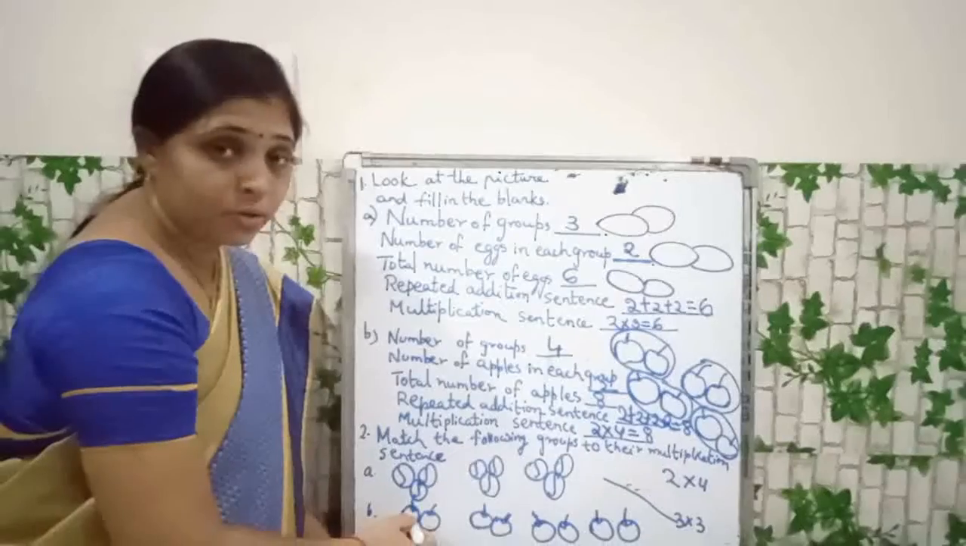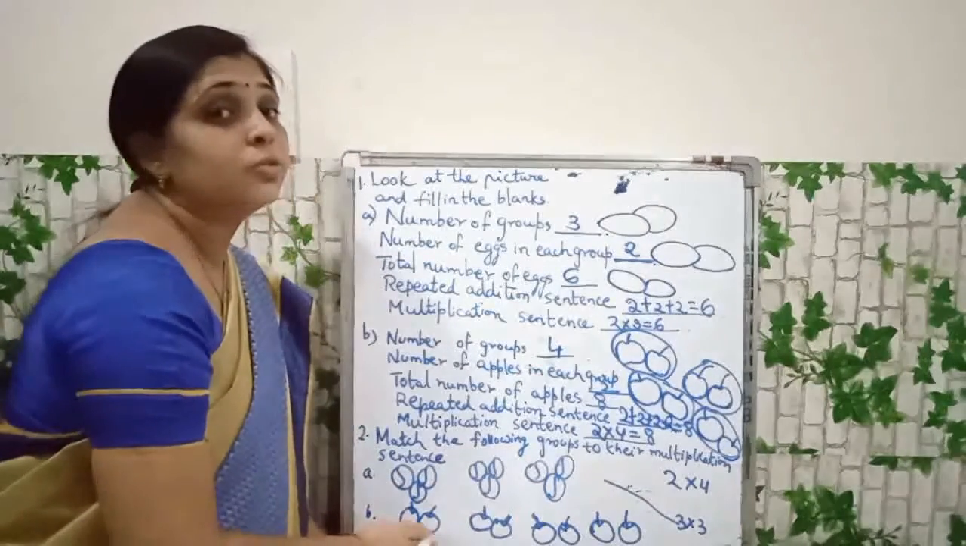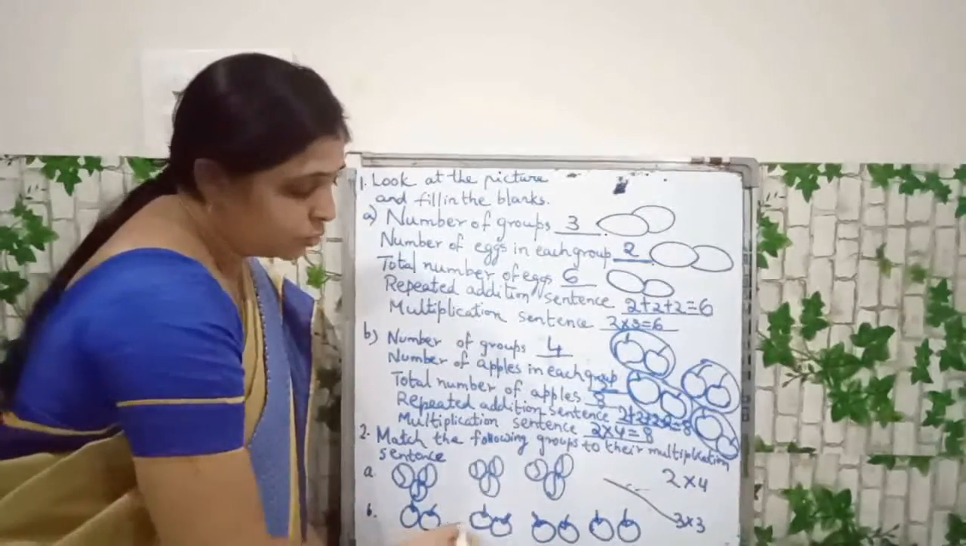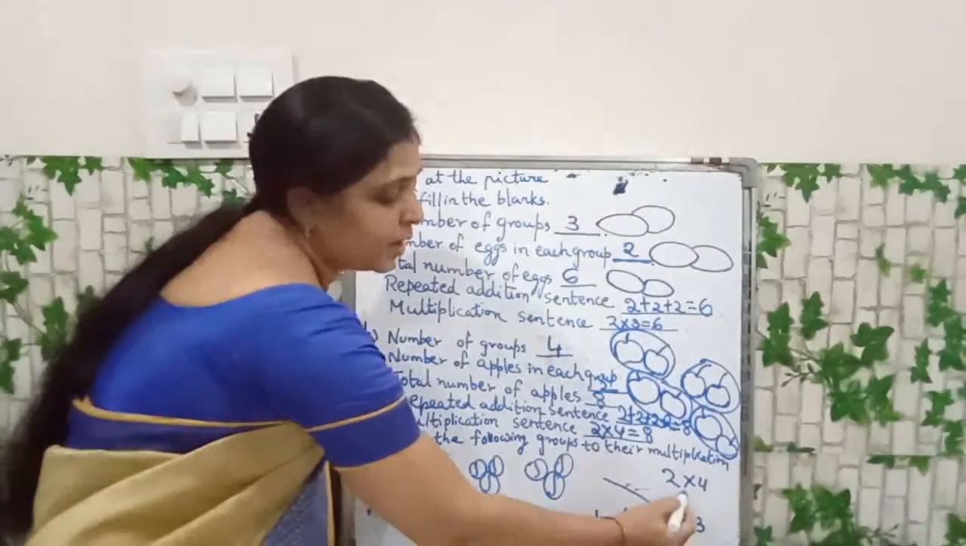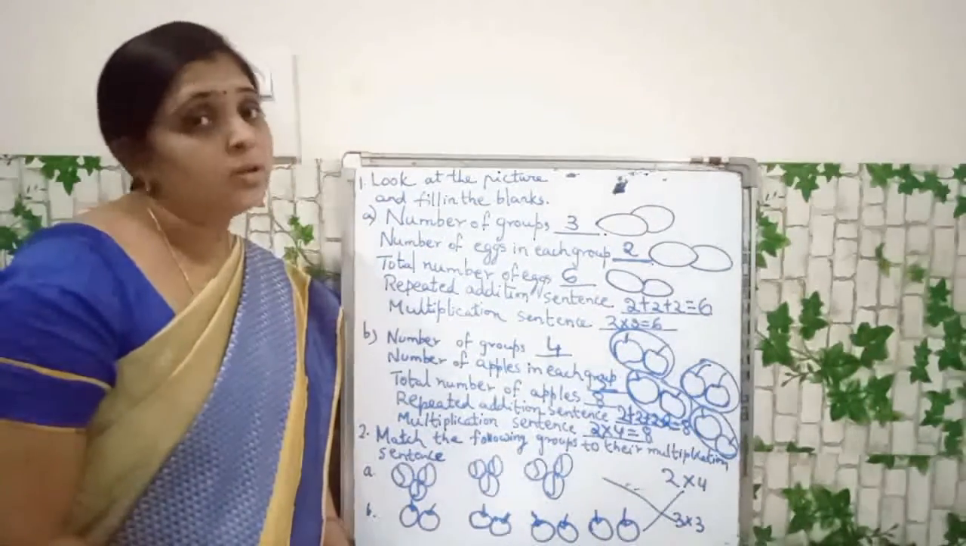Next, how many did I tell you? 4 groups are there. In each group, how many are there? 2 tomatoes are there. So, what will you write? 2 into 4. So you have to match 2 into 4. Okay. Now all of you write down in your classwork.